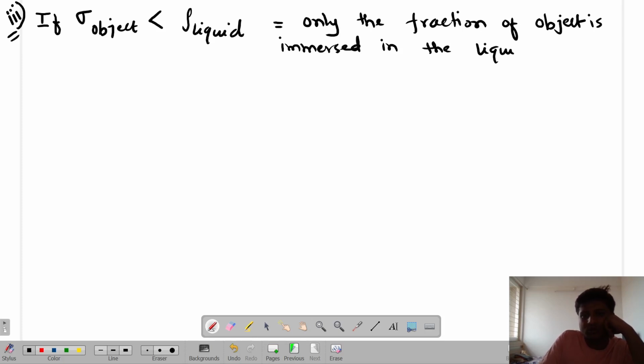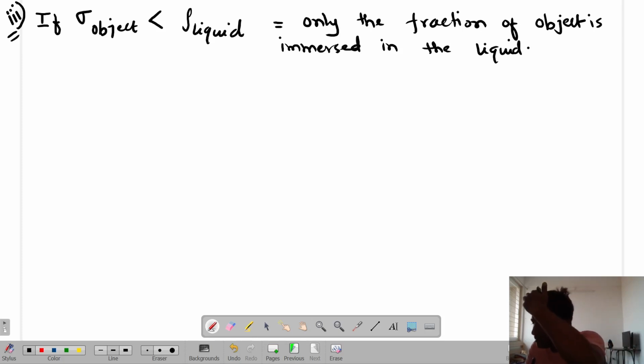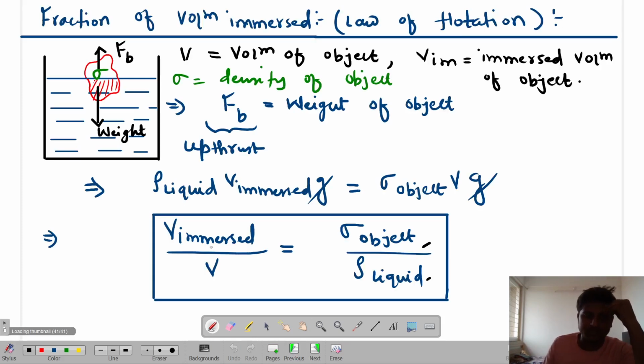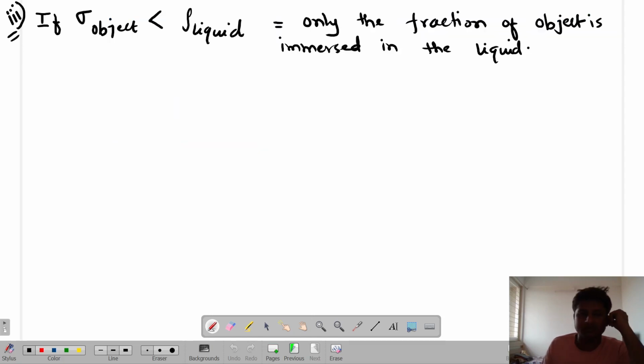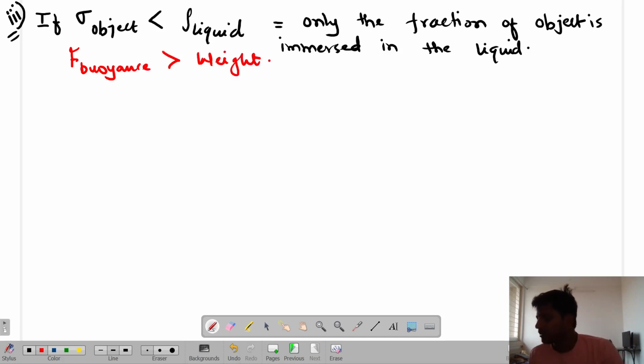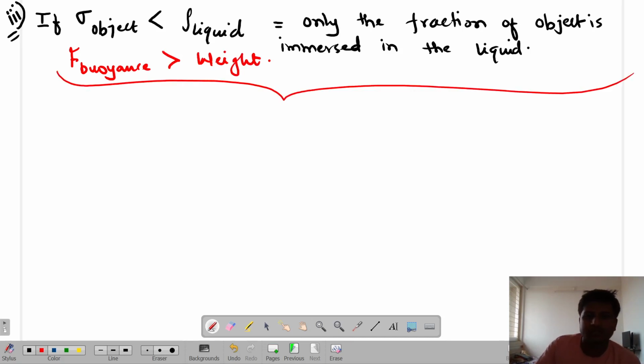Now, if I talk about the fraction, weight is mg, isn't it? Force is buoyancy. So if a fraction of the liquid is immersed, that means mg is less than buoyancy, or not? That means the second condition: the force due to buoyancy is more than the weight of the body, and this is called flotation.